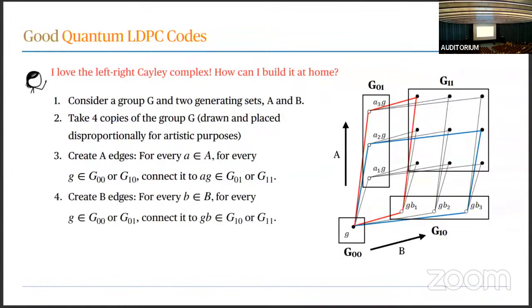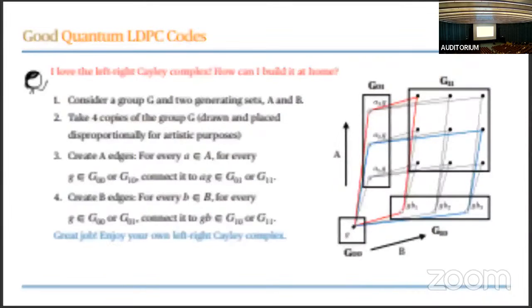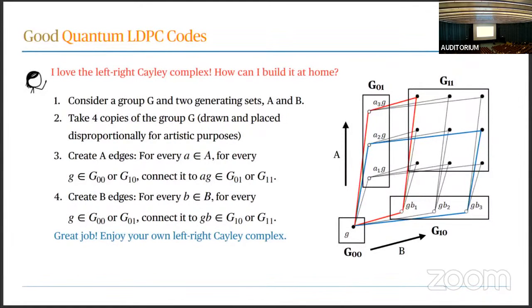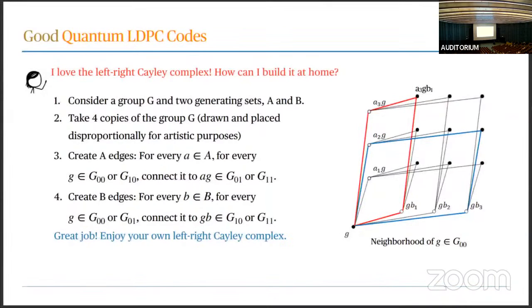Now, you will similarly create the B edges. You will connect the vertices here to vertices on your right, these horizontal edges, based on elements in B. And that's it. That's really the construction of the left-right Cayley complex. I've hidden a lot of details. How you pick this group G, how you pick these two generating sets, those are actually very important to building the left-right Cayley complex. But the geometric structure that I would like you to keep in mind is really this geometric structure, right? So this I call the local neighborhood of this one vertex little g.